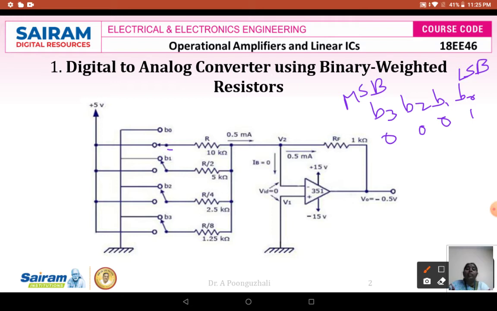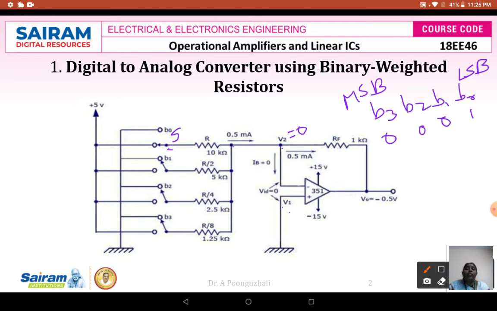So when B0 is 1, the voltage at this point is 5 volts, and the voltage at this point we can take as V2. Here the non-inverting terminal is grounded. When the non-inverting terminal is grounded, we know that the differential voltage of the operational amplifier should be 0. If V1 is 0, my V2 voltage should also be 0.